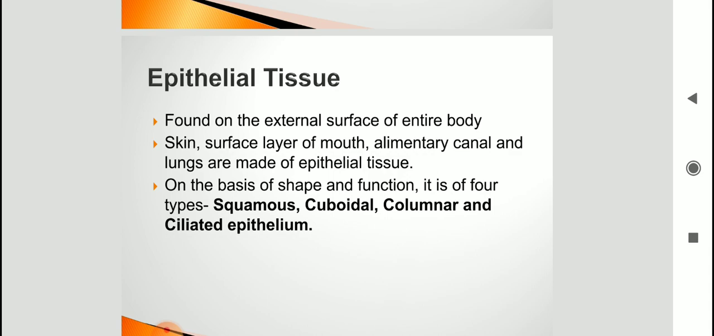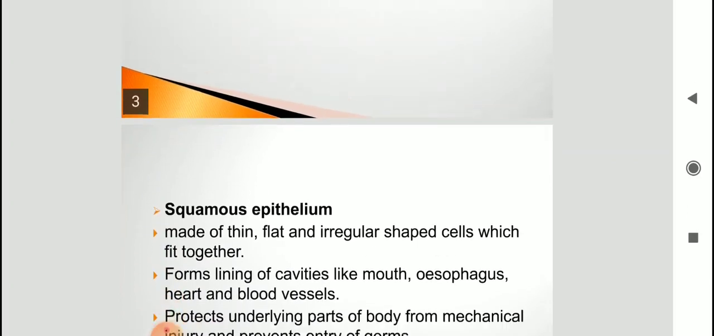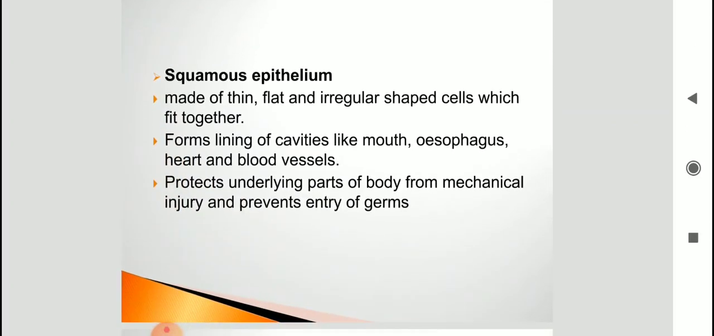Now, on the basis of the shape and functions, they are further classified into four types. The first type is squamous epithelium. Now, squamous epithelium is a single layer of flat and wide cells. So they are quite flat and wide, and wherever they are present, they will be single layered. Alright, they look like many tiles placed one after the other. They fit together like floor tiles.